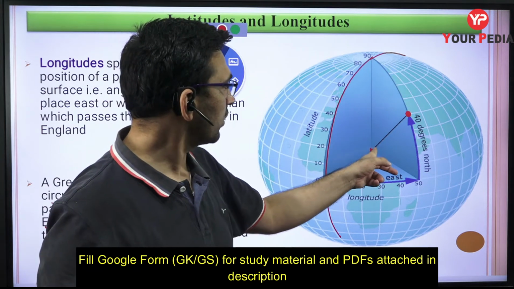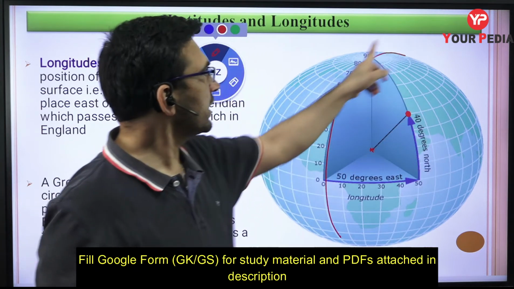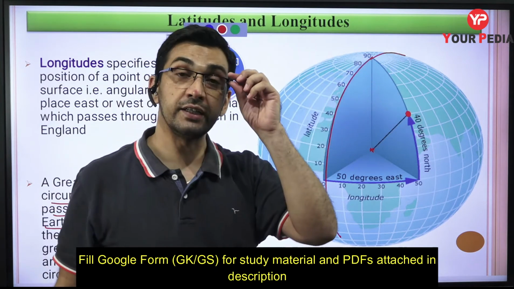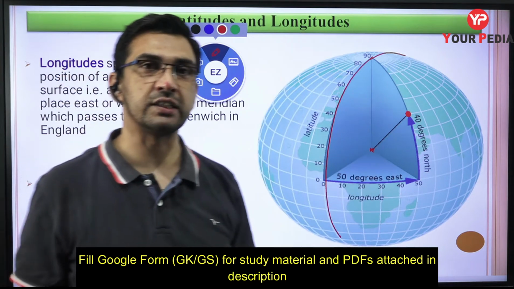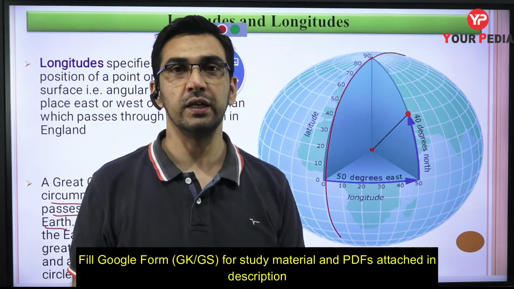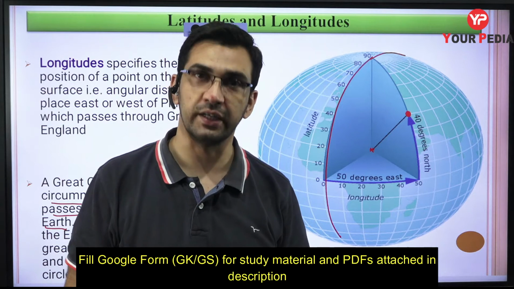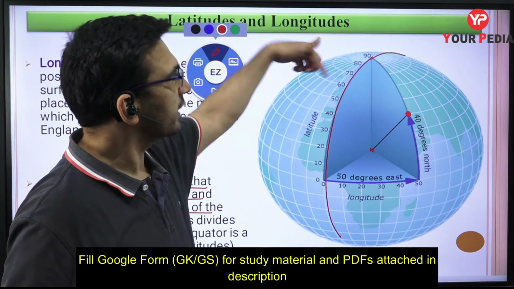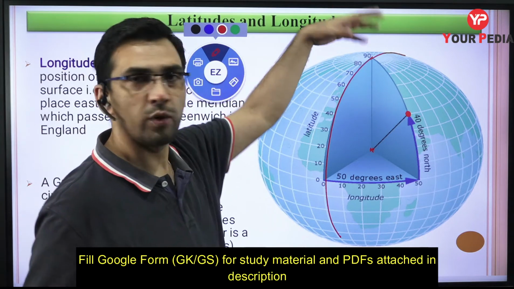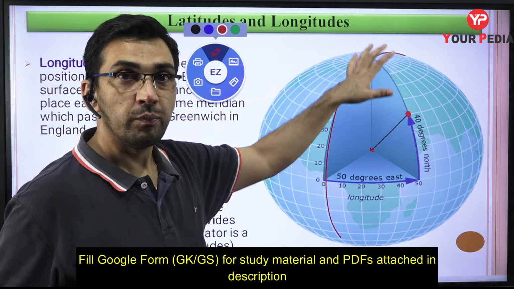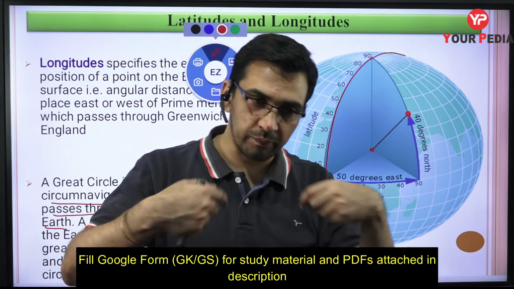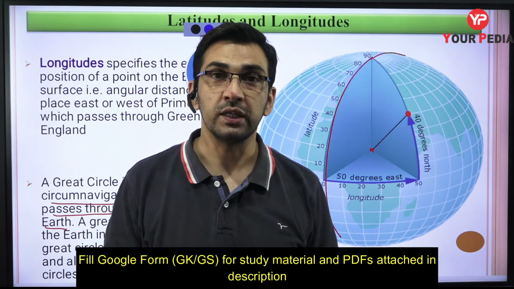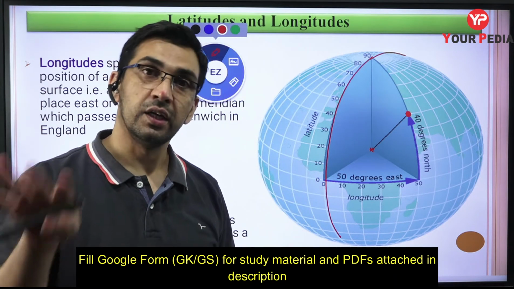So when you are having the center of the circle lying on the center of the earth, and this particular circle circumnavigates the earth and divides the earth into two halves, then we say this is a great circle. So that means all the meridians, just take any meridian and then extend it to the other side, they are going to form the great circles, right? But all the parallels are not going to be the great circles because they are not going to divide the earth into two halves.